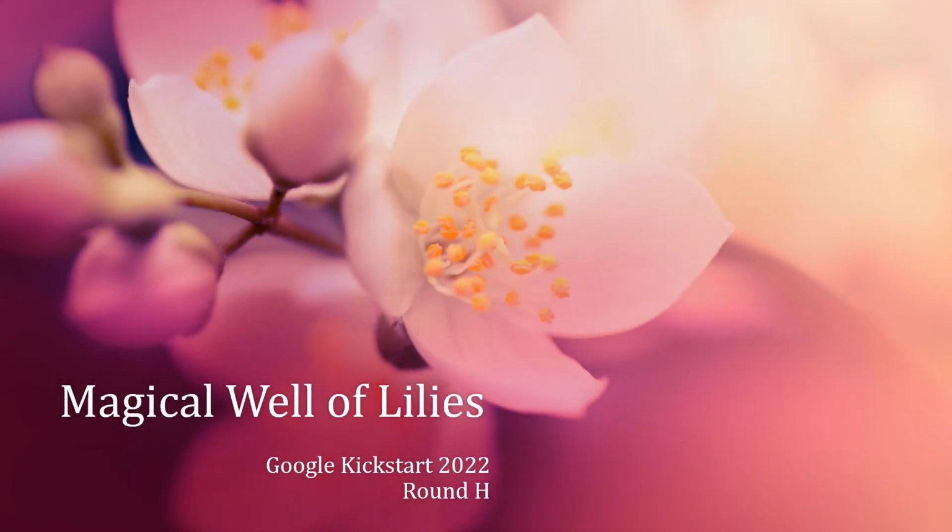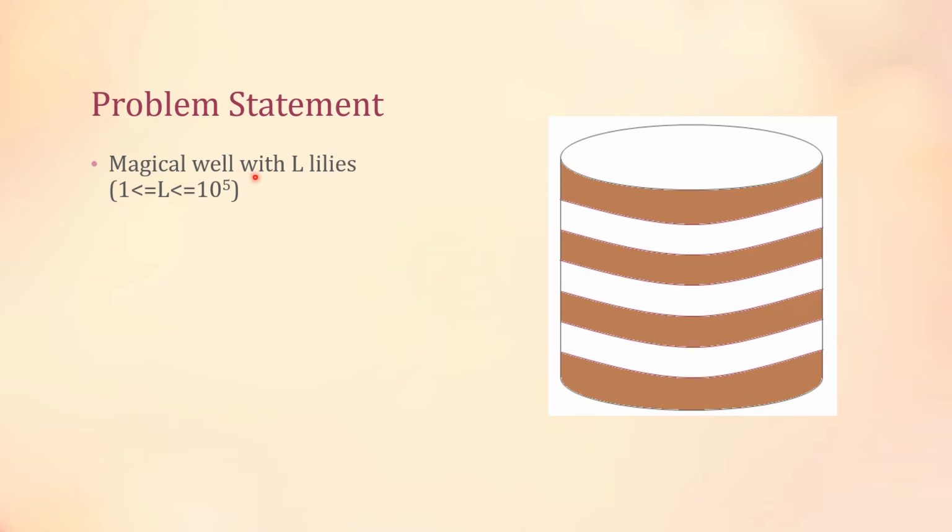So today we'll discuss Google Kickstart problem 2022 Round H, a magical well of lilies. Here the problem statement says that you have a magical well of L lilies, where the number of lilies is greater than or equal to 1 and less than or equal to 10 power 5. Also you have a basket of coins, and the number of coins is always greater than the number of lilies.